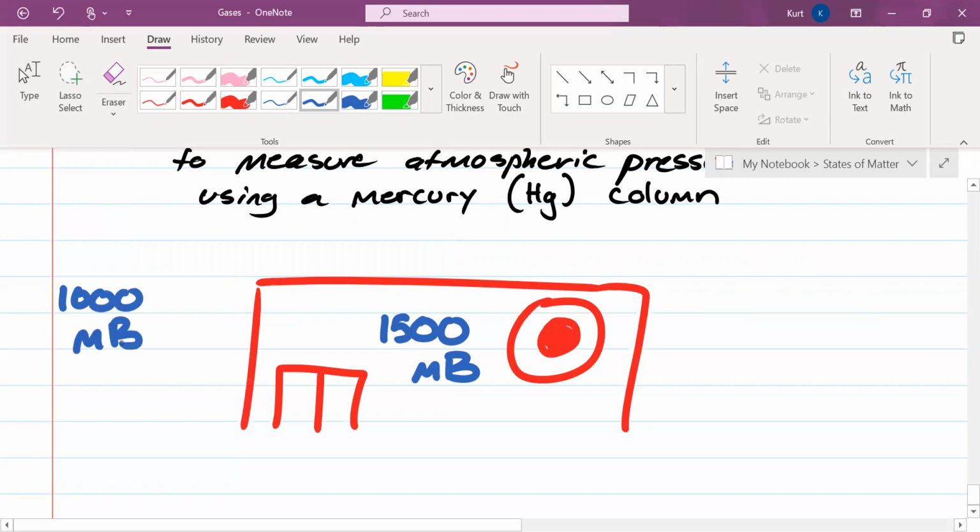I want you to think of basic diffusion here. Which way would gas want to go? From 1,000 to 1,500 or from 1,500 to 1,000? It always goes from high to low. That needs to be burned into your brains. Diffusion, passive diffusion, is always going from high to low.